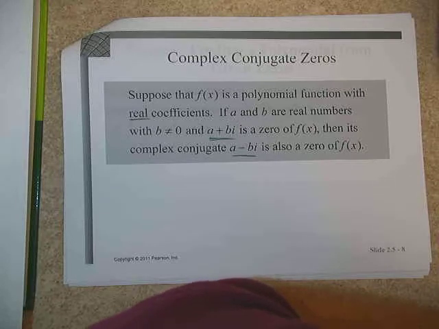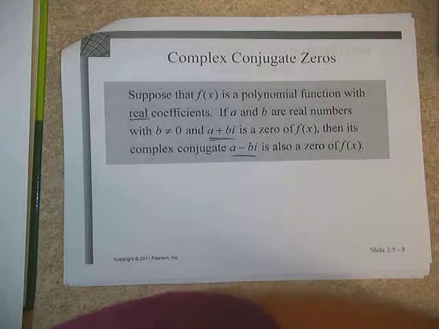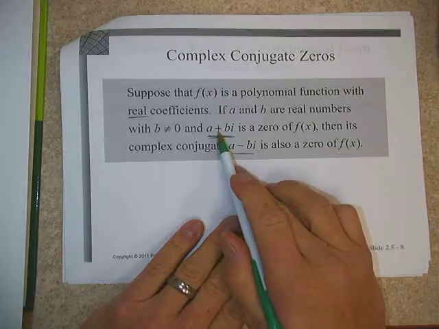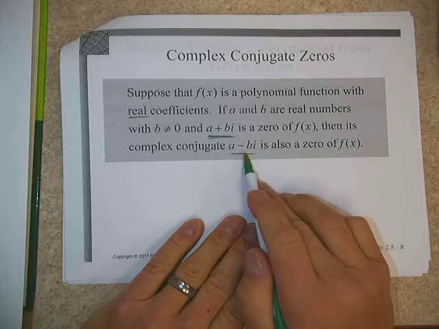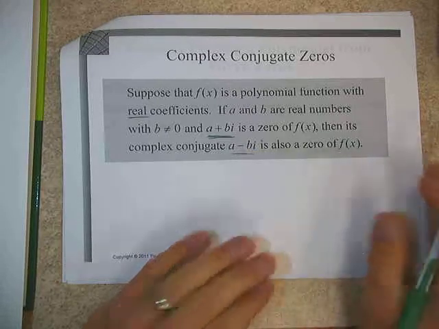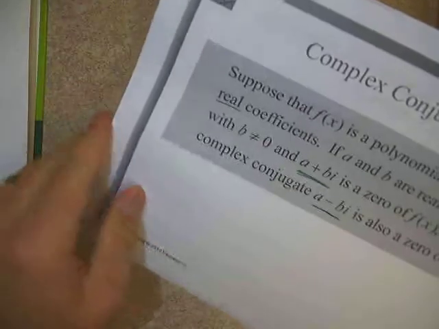So ultimately what that says is that when we have non-real zeros, they come in pairs. Notice the last time we had 0 plus 3i, the other zero is 0 minus 3i, if I put it in that a plus bi form or a minus bi form. If this is a zero, then so is its complex conjugate, which is the same exact number, but with the opposite sign in between.